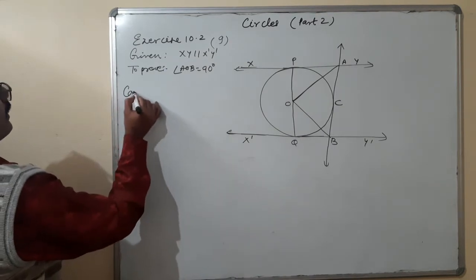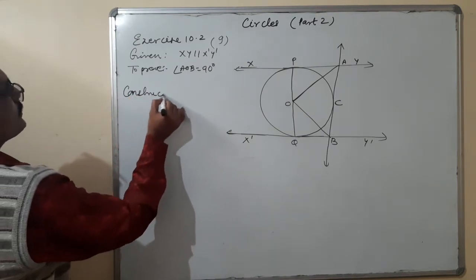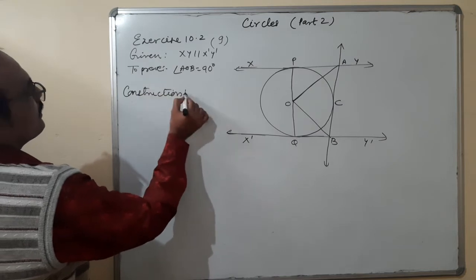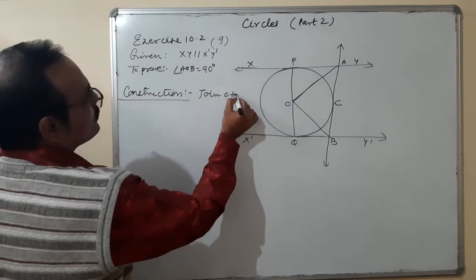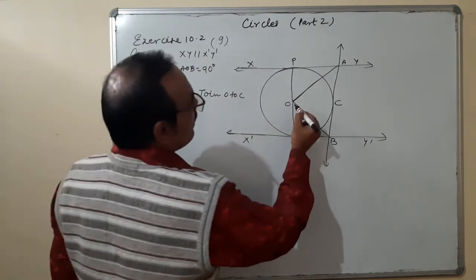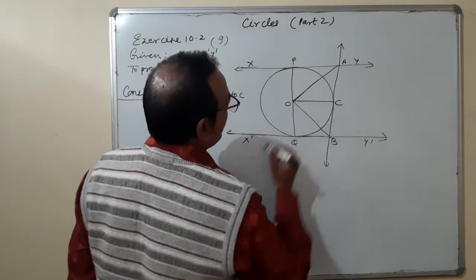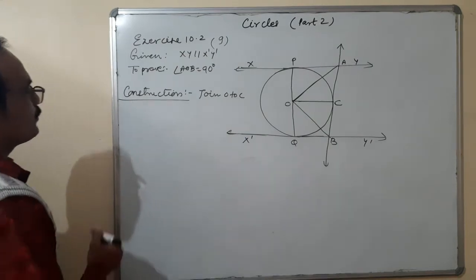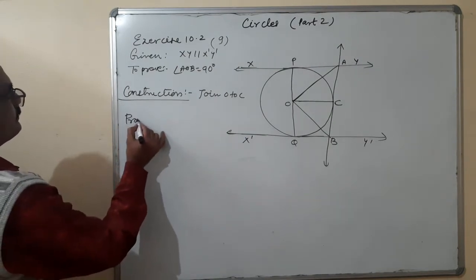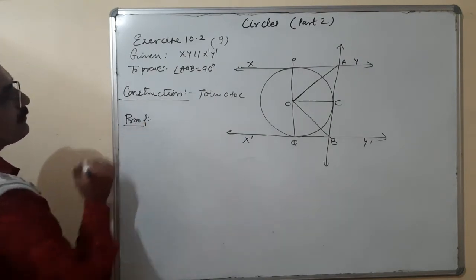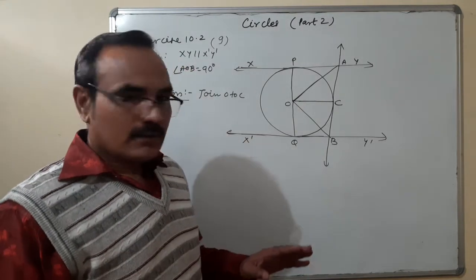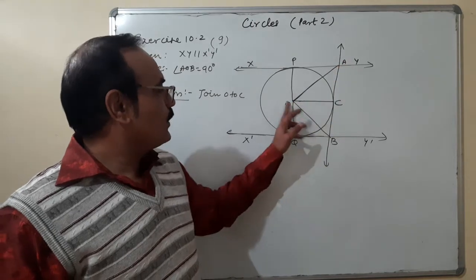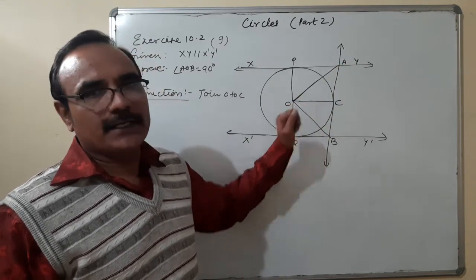Construction. In construction, what should be done? Join O to C. Prove. For proving it, angle AOB, we want to prove that it is 90 degrees.